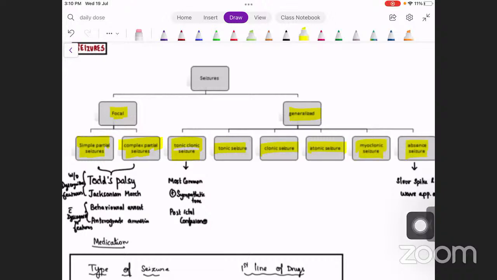So what are the six types of generalized seizure? Tonic-clonic, tonic, clonic, atonic, myoclonic, and absence seizure. For any of the generalized seizures, what is the drug of choice, people? As I told you in pharmacology, the drug of choice is sodium valproate. You have to remember that.